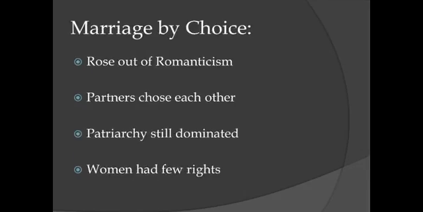So marriage could now be by choice. It rose out of this thing called Romanticism, which came from Europe. I'm going to talk about Romanticism in a later video presentation when I talk about reform movements. Partners actually chose each other instead of the father automatically choosing for his daughter. Patriarchy did still dominate. Women could choose their partners, but once they were married, men pretty much had the sole discretion and decision-making powers. Women still did have few rights, but at least they could choose who they were going to marry now.